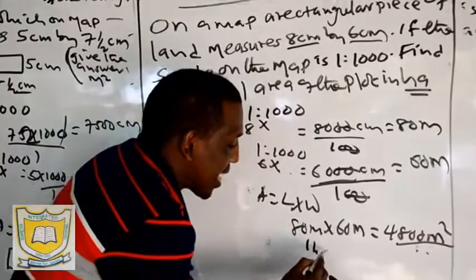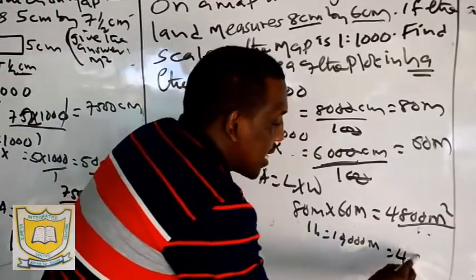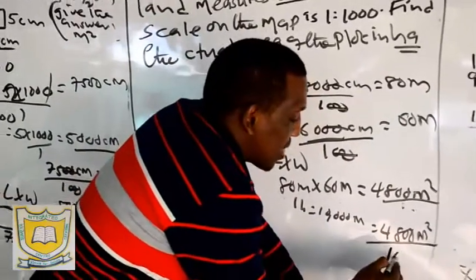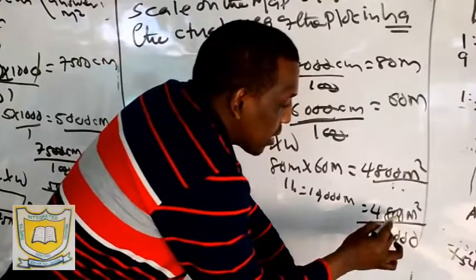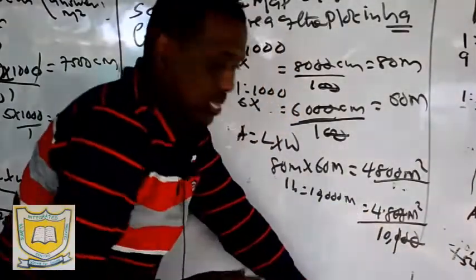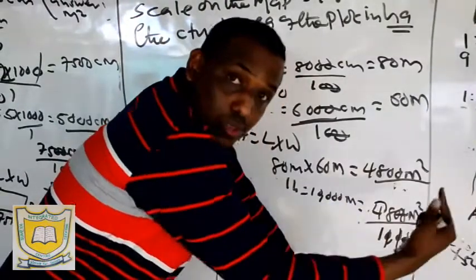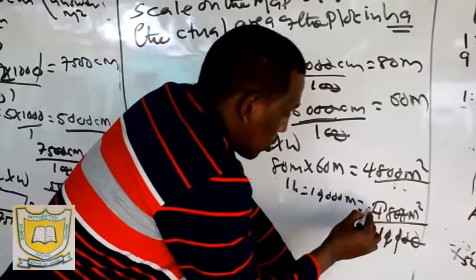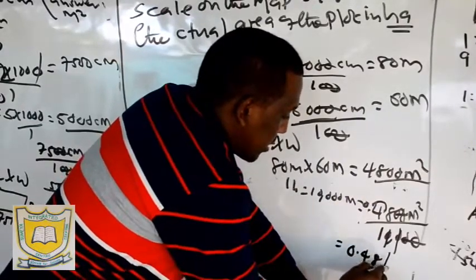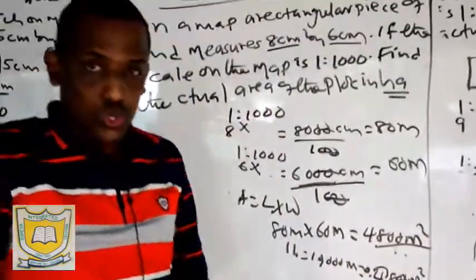But they want it in hectares now. We said 1 hectare is equal to 10,000 meters squared. So you say now 4,800 meters squared divided by 10,000. We change to hectares. Cancel, cancel. You kill the 0, you introduce a point there. There's another one here, kill. It will migrate to this side by one step. Cancel, it will come here, 0. So here you will get 0.48 hectares. That is how we solve those questions.